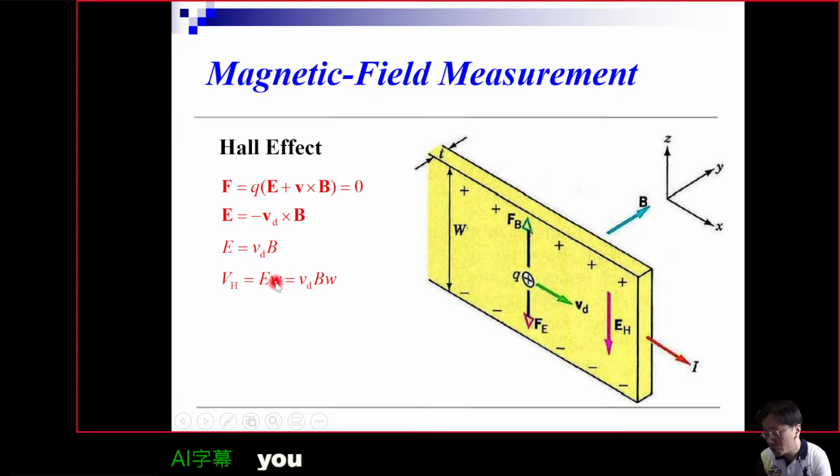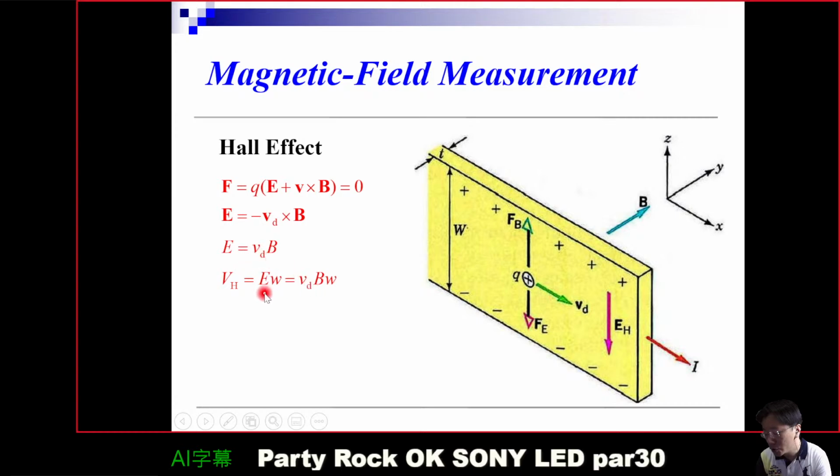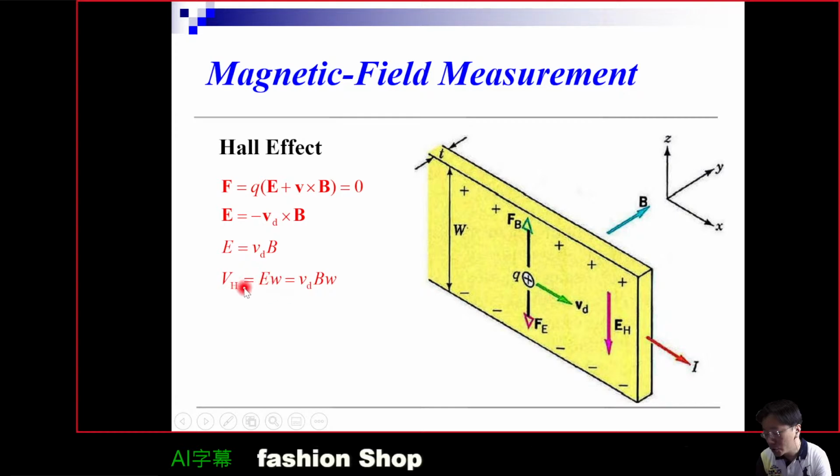The electric field is also associated with the drift velocity. V_D is the drift velocity of the positive charge. So E is equal to V_D times B. We insert this equation and substitute E, so we get V_H is equal to V_D B W.